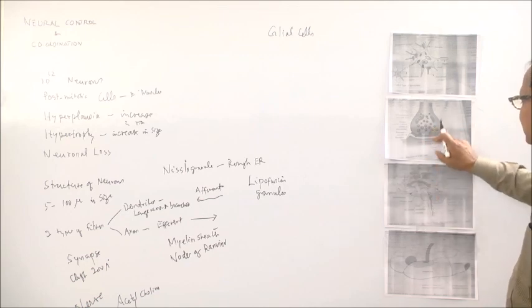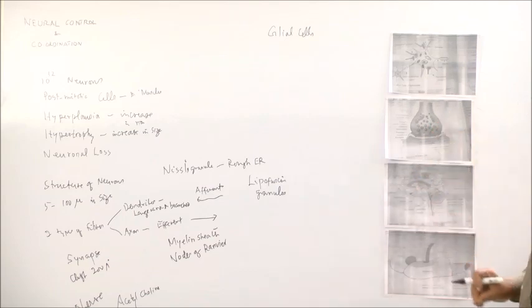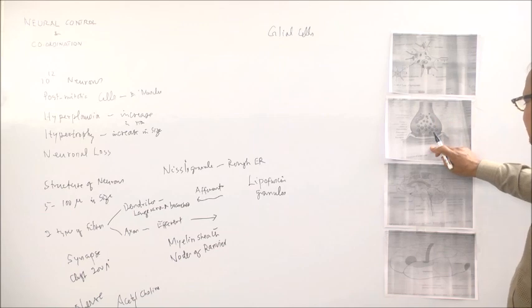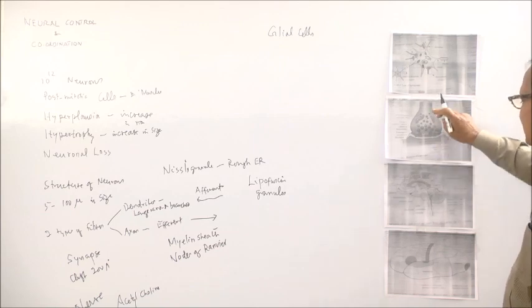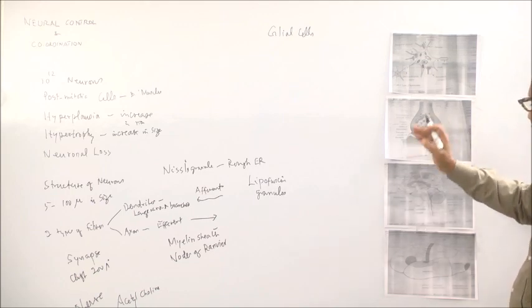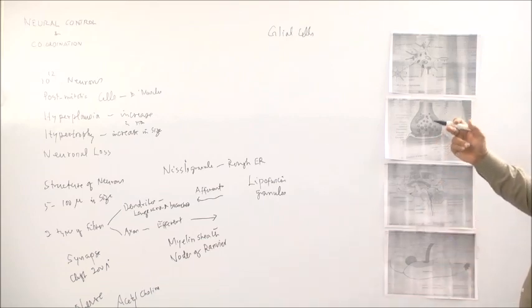So, here the passage of the impulse occurs from the axon to the dendrite. Such a kind of synapse is called axodendritic, and this can also take place directly on the cell body. In that case it is known as axosomatic.